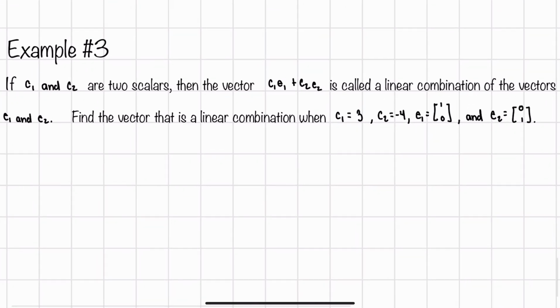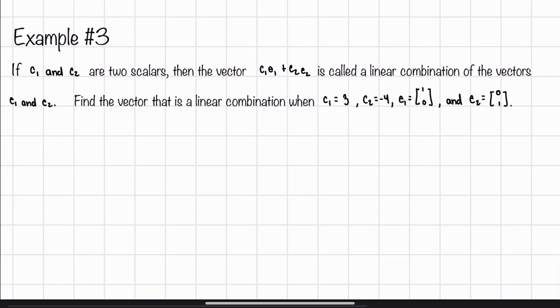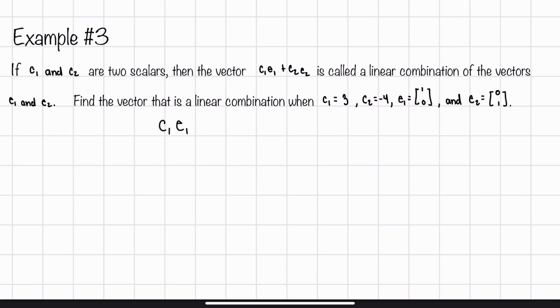So looking at example number 3, if c1 and c2 are two scalars, then the vector c1e1 plus c2e2 is called a linear combination of the vectors e1 and e2. So find the vector that is a linear combination when c1 is equal to 3, c2 is equal to negative 4, e1 is equal to 1, 0, and e2 is equal to 0, 1. So we have our scalars and our vectors provided for us already. So we would follow the form c1e1 plus c2e2.